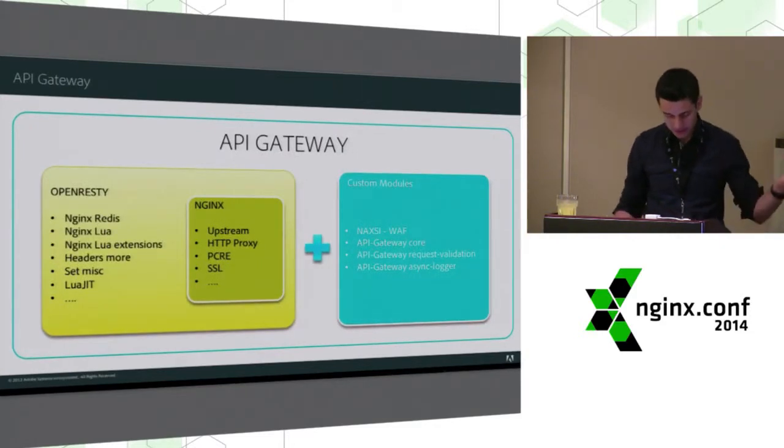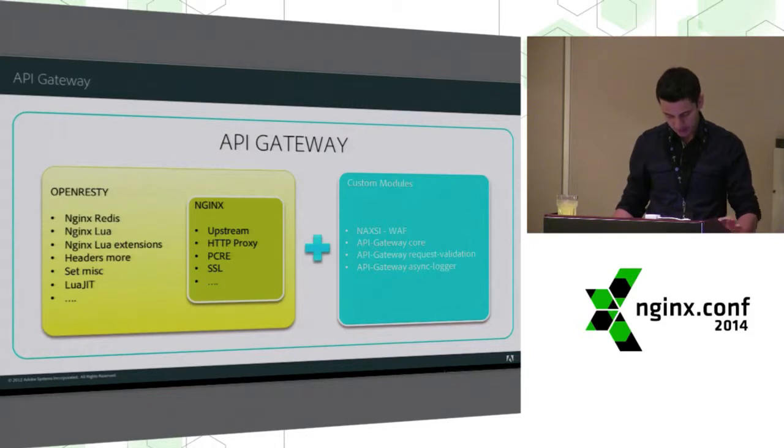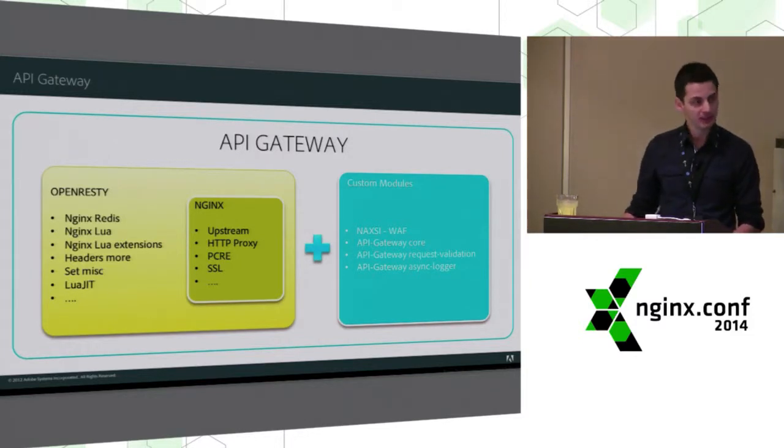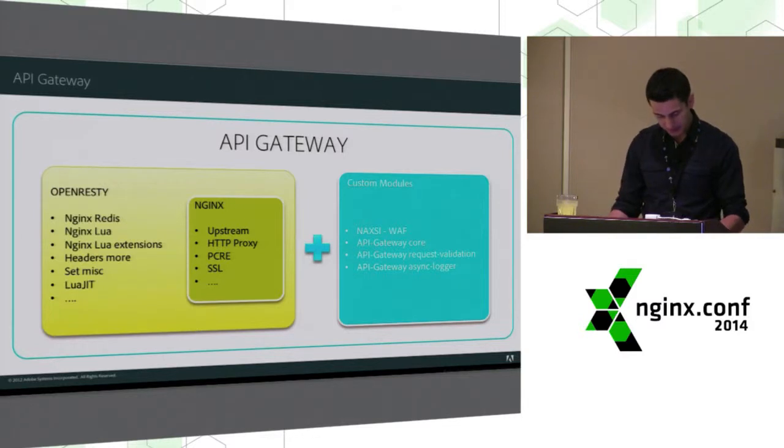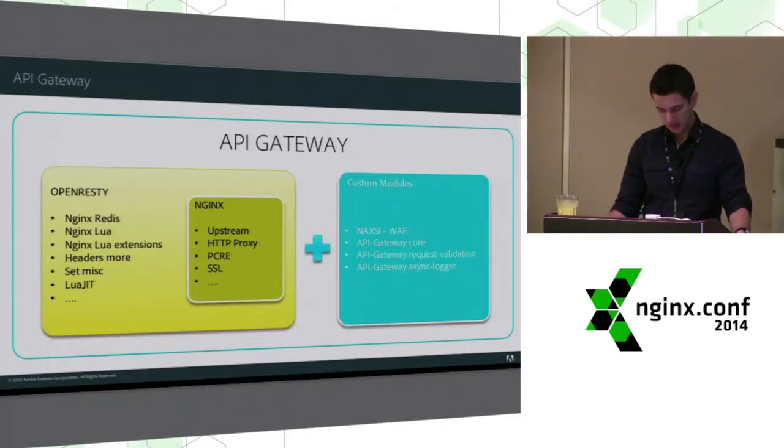All right, so here's how the API gateway ended up looking in the end. We have OpenRest with all the bells and whistles and the cool stuff in it. OpenRest, of course, embeds Nginx, and then we've added our custom modules. We have something that does the request validation, which is what I just showed you. We have an asynchronous logger module.